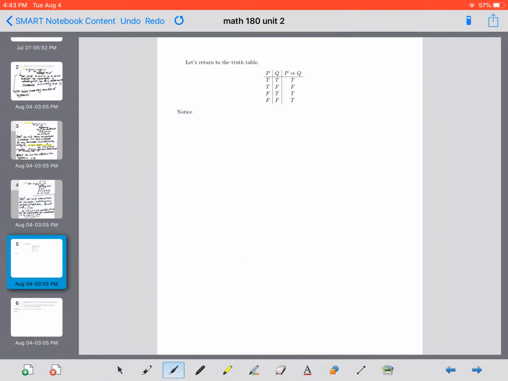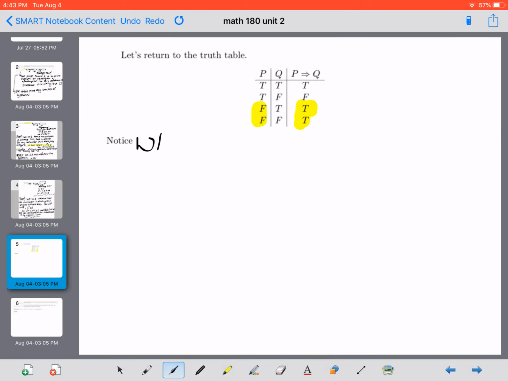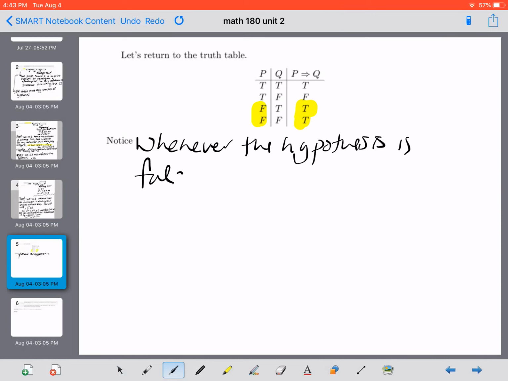Now, related to a trivial proof is something called a vacuous proof. So we had seen that anytime the conclusion is true, the entire conditional statement is true. But that's also going to be the case whenever the hypothesis is false. So whenever the hypothesis is false, the entire conditional statement is true.